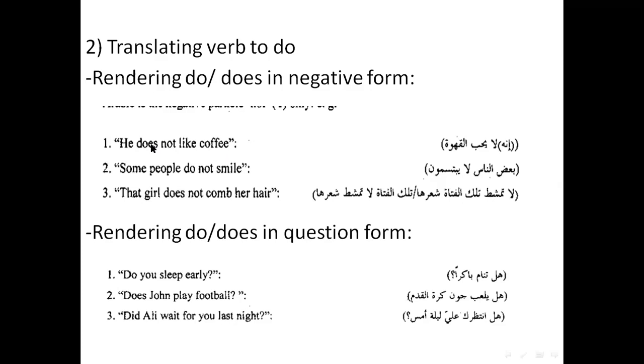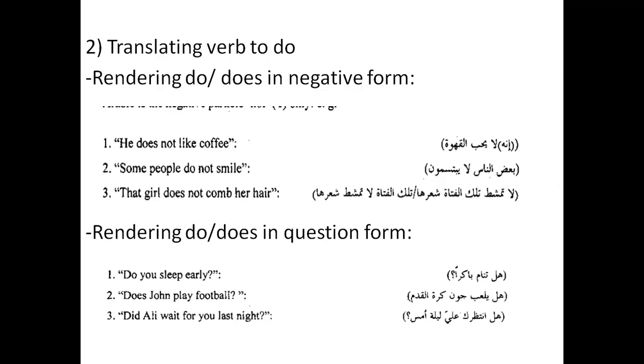إنه لا يحب القهوة. We use لا to render not, but does is not rendered. Some people do not smile. بعض الناس لا يبتسمون. In the same way, do is not rendered, but not is rendered as لا. So in the negative form of the present simple, do and does are not rendered, but we use the particle لا as an equivalent of not in this situation.